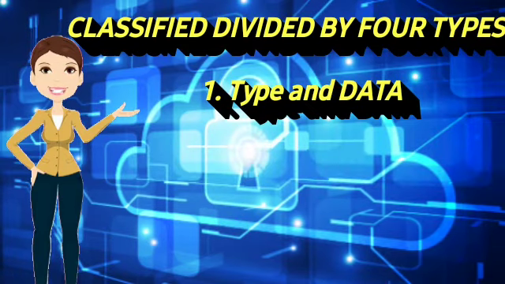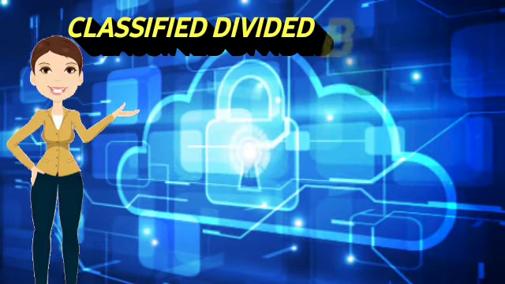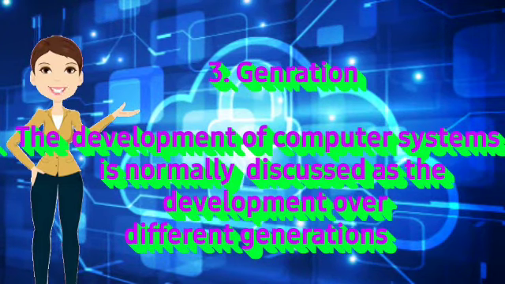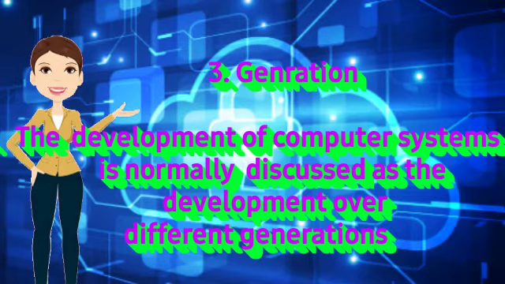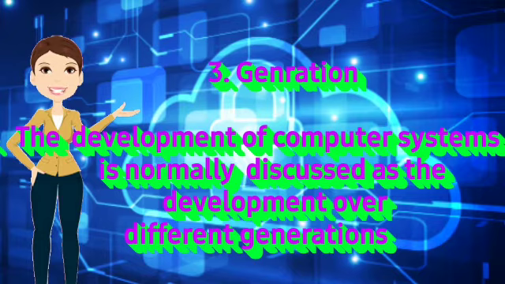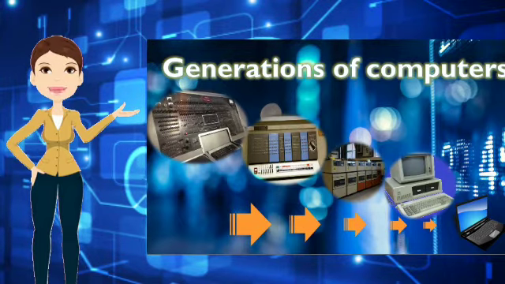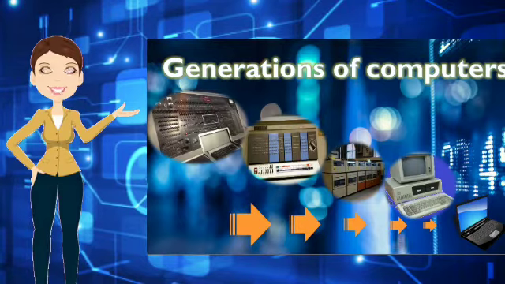Generation means the development of the computer system is normally discussed as development over different generations. Let us now discuss the development in computer technology over the different generations. Mainly there are five generations of computers, and major technological developments are there in these five generations.